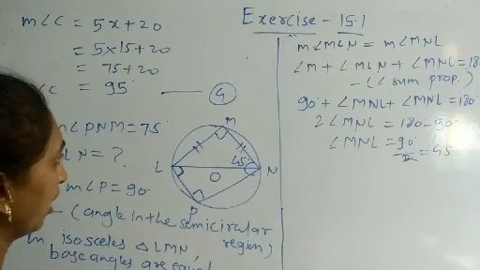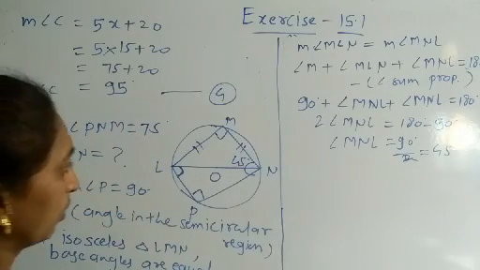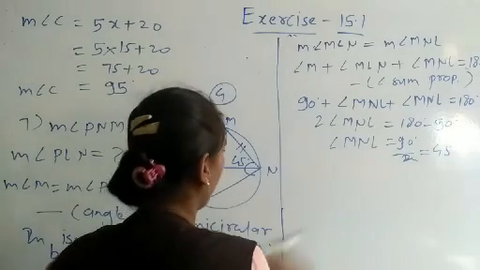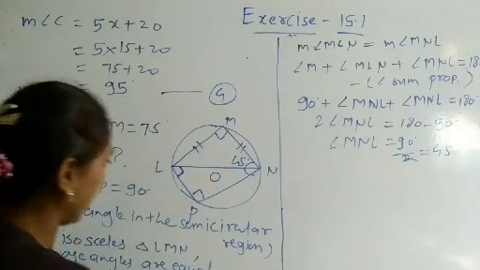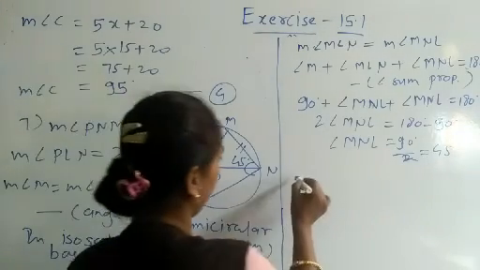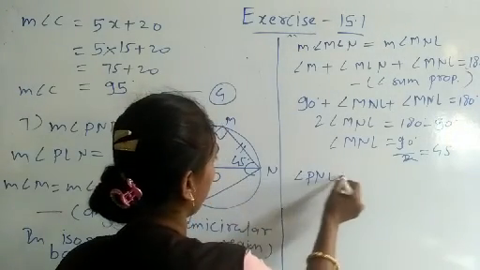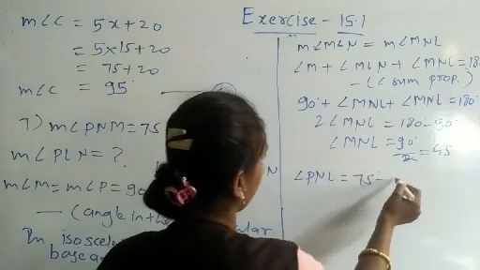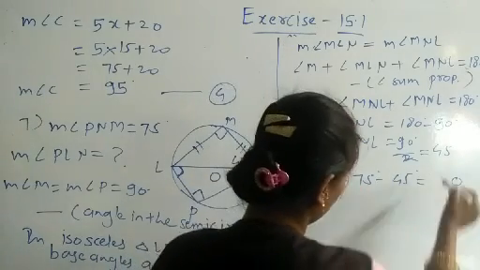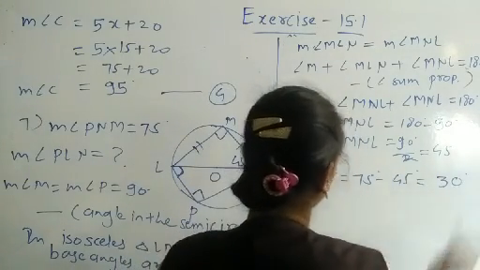So now you have to solve further. Now I want only angle PNL. So we write here angle PNL is equal to 75 degrees minus this 45 degrees. 7 minus 4, that is 30 degrees, we got.